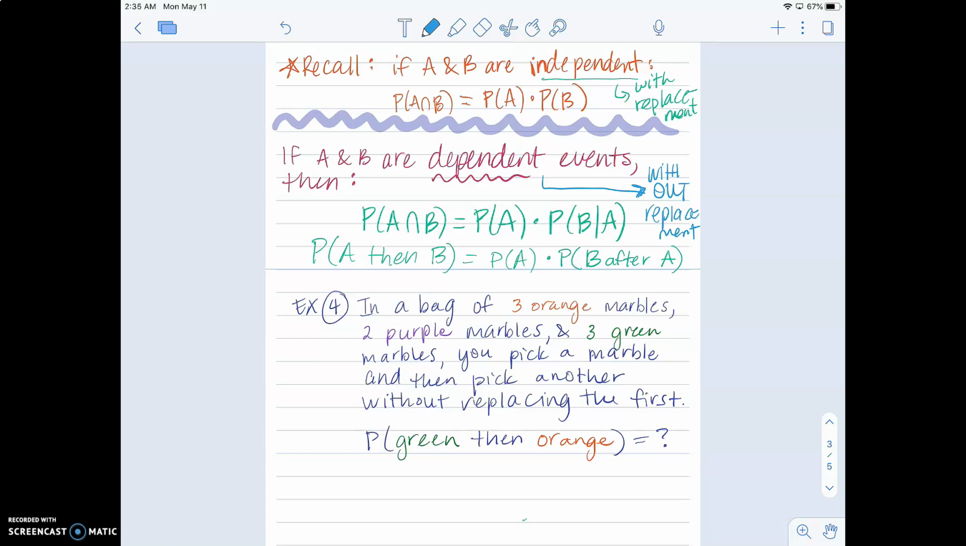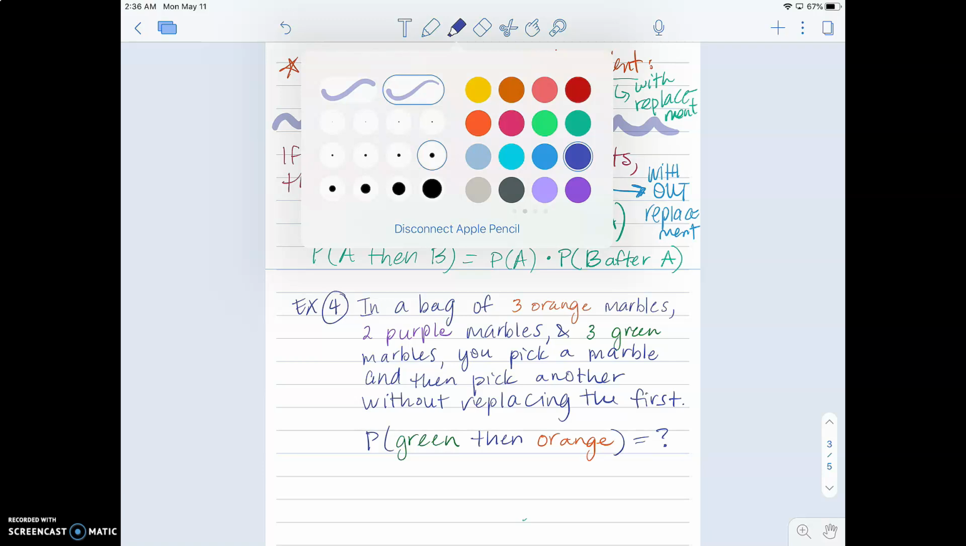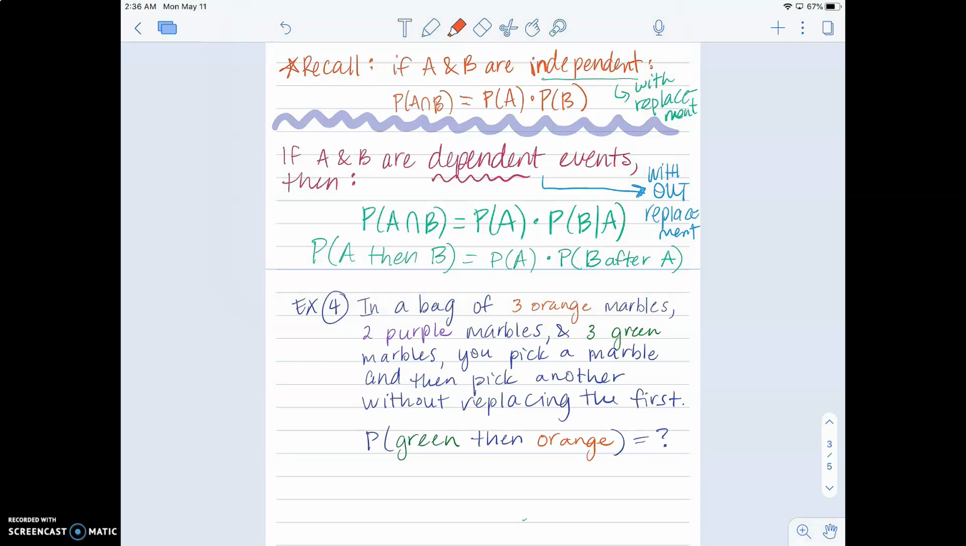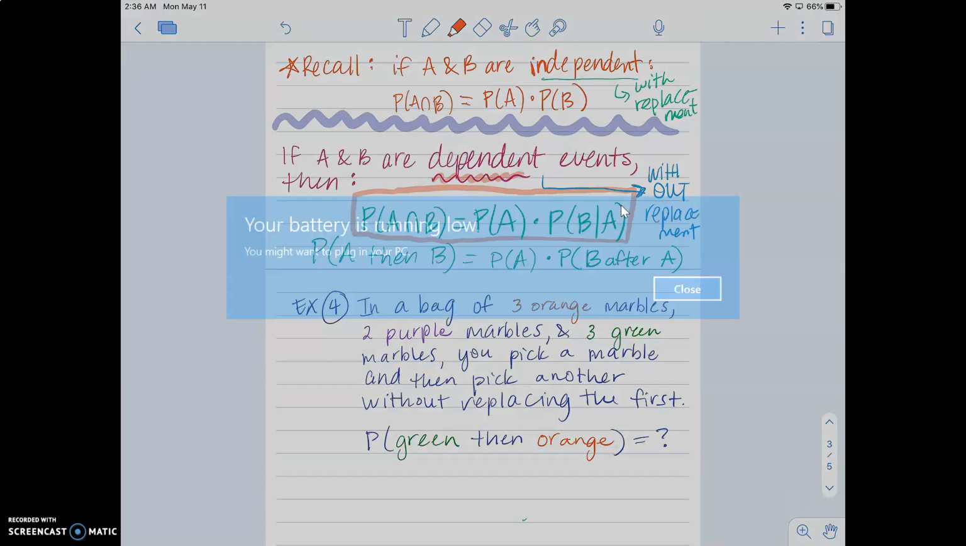So just keep that in mind as we do this last example. So this is a new formula here. The probability of A and B is equal to the probability of A times the probability of B given A, only if the events are dependent. Okay, so you have to think about whether or not they're dependent. If they are, you can apply this formula.